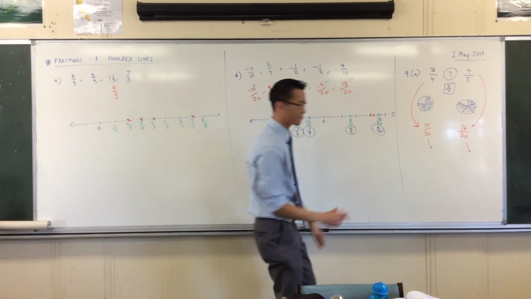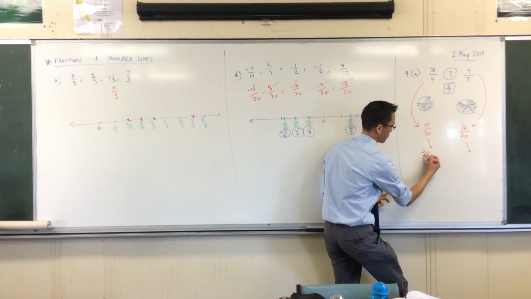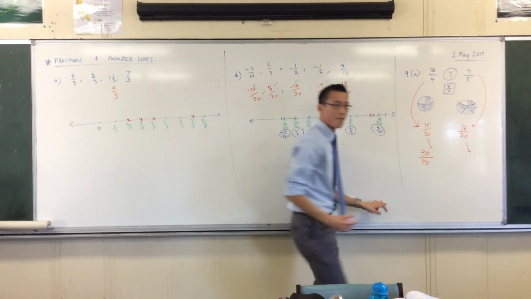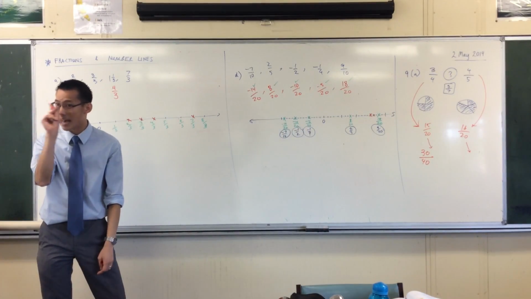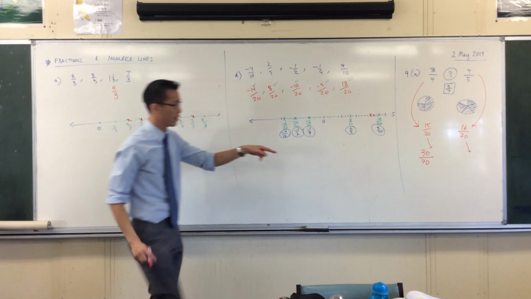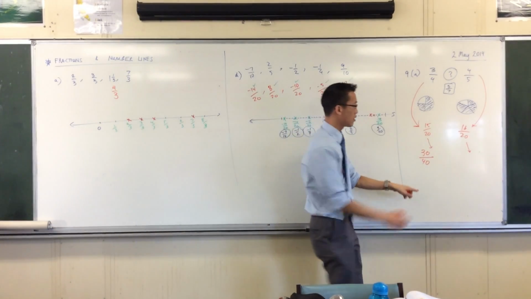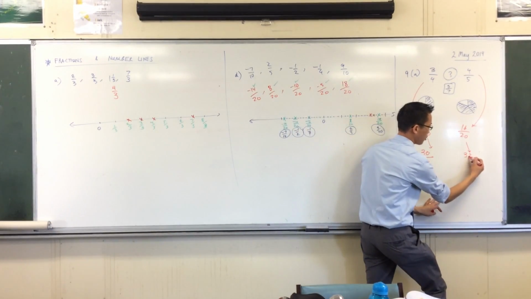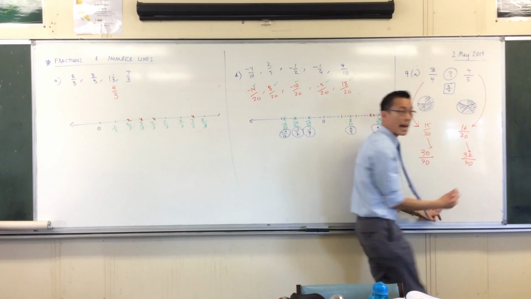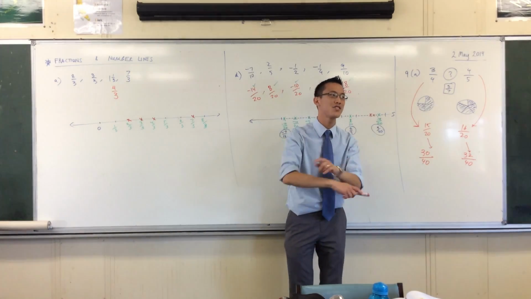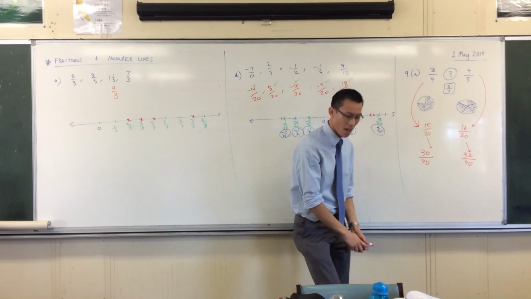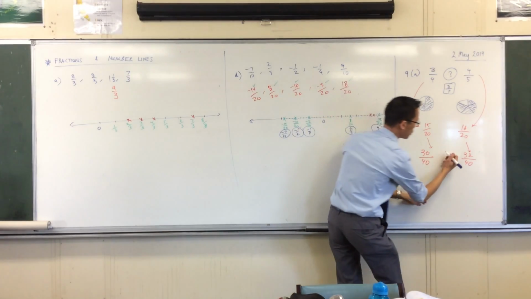Here's how I'm going to do it. If I make the denominator bigger, so now I've got smaller little slices but more of them, I multiply by 2 over 2. Here I'm going to multiply this by 2 over 2 as well. Can you see how they're all equivalent? Now you can see a fraction between them. 31 over 40 will do it.